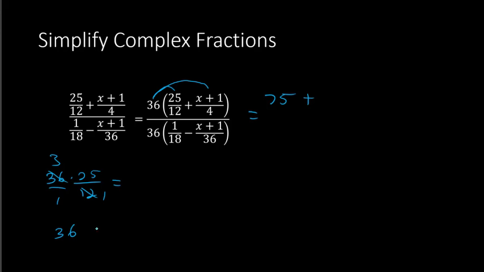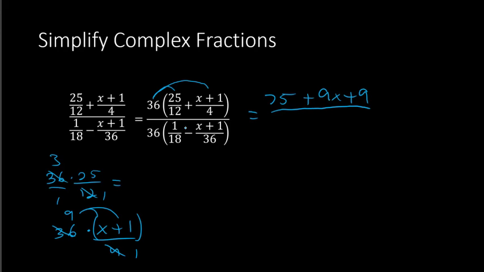36 times x plus 1 over 4. So 36 would divide with the 4 to give you 1 and 9. So what we have is 9 times x plus 1, which would distribute to get 9x plus 9. So that would be the numerator.